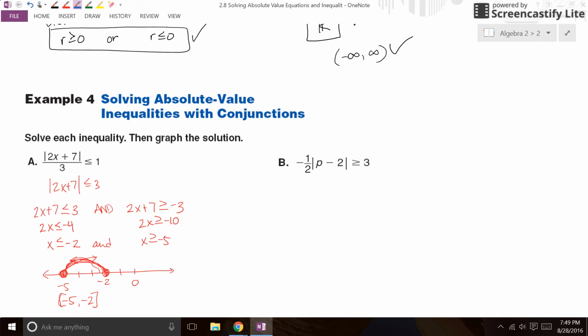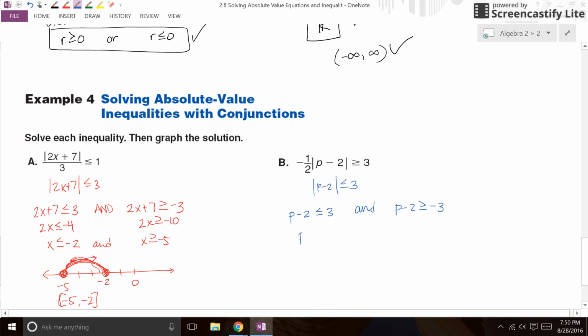All right, last one. I don't like the half sitting out in front of there, and I don't like the negative sitting out in front of there. So I got to move both of those before I can do this problem. So I'm going to multiply both sides by negative 2, and I'm going to get this. But wait, I multiplied by a negative. That flips the sign. Oh my goodness. Now it's also an and problem. So p minus 2 is less than or equal to 3. And at the same time, p minus 2 is greater than or equal to negative 3. All right, not a big deal, but a little tricky, to say the least.